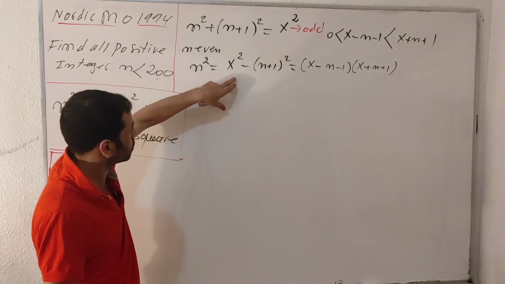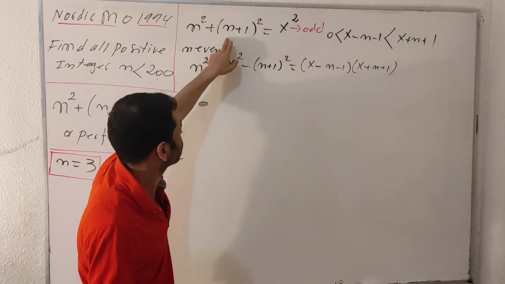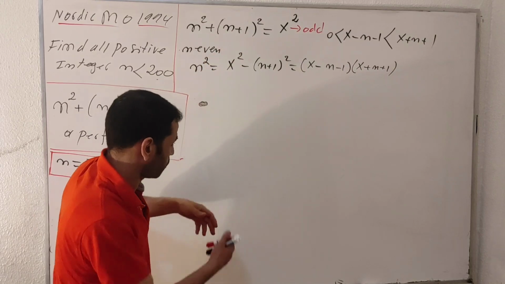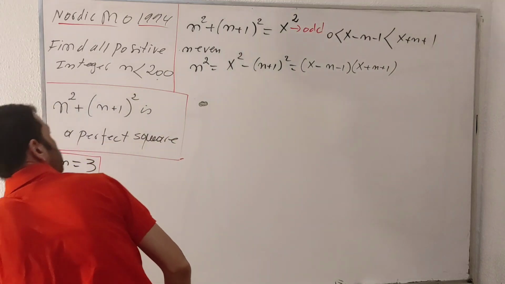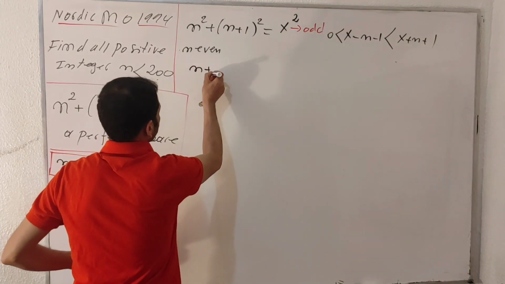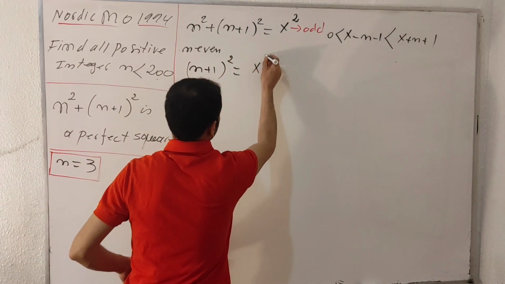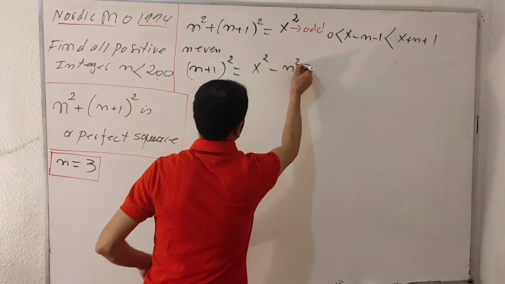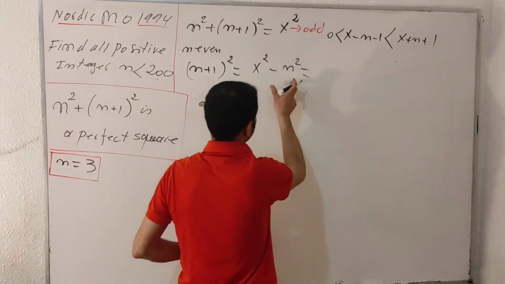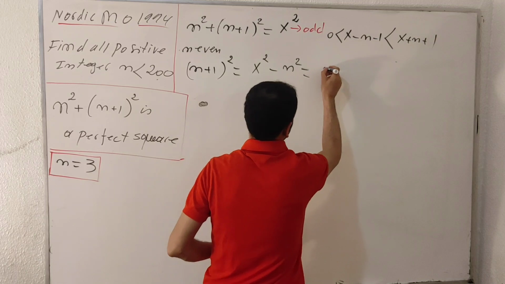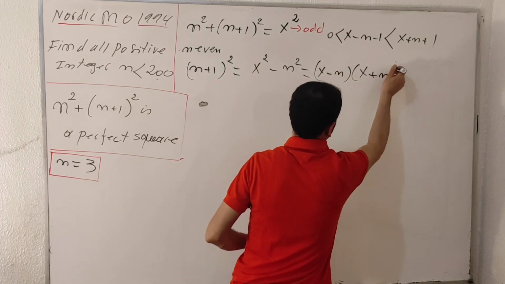I'm going to change this equation. Instead of putting n squared, we are going to put n plus 1 squared here. Okay, so now I'm going to erase this one and start from the beginning. So we'll have n plus 1 quadratic square equals x squared minus n squared. So this is the trick of this problem. This one is going to be factorized as x minus n times x plus n, like this.